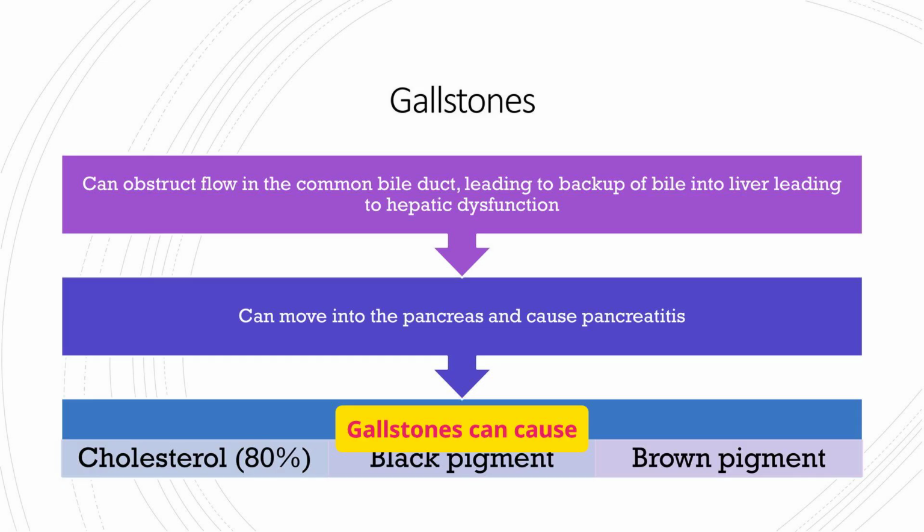Gallstones can cause significant problems. As you can see, they can obstruct the common bile duct, leading to a backup of bile into the liver and potentially hepatic dysfunction. In some cases, they can even migrate into the pancreas, causing pancreatitis. Remember the different types of gallstones: cholesterol, black pigment, and brown pigment.